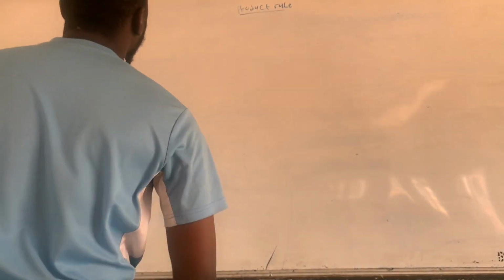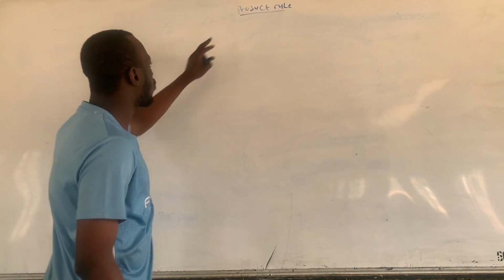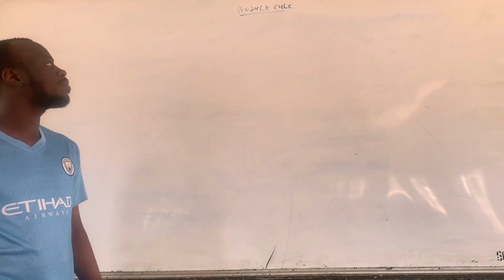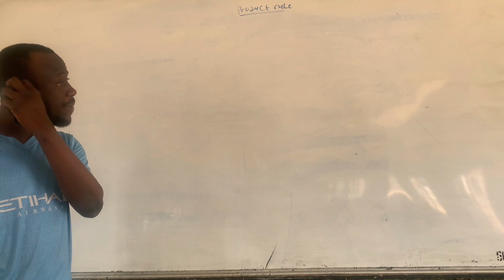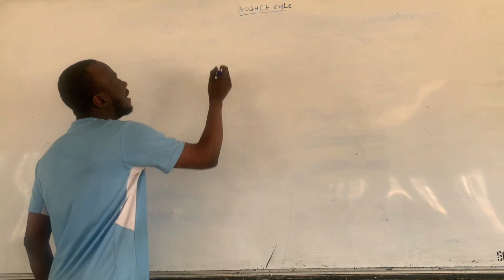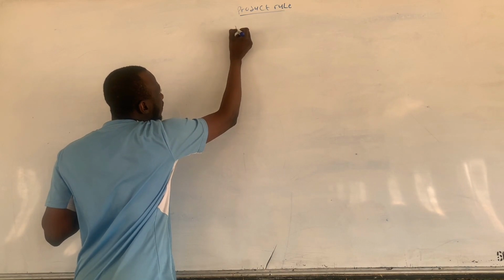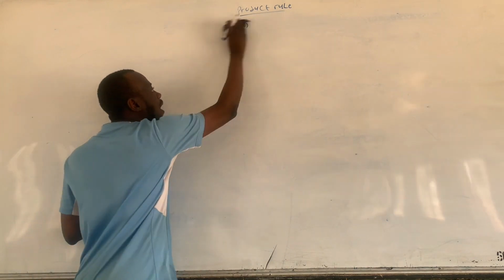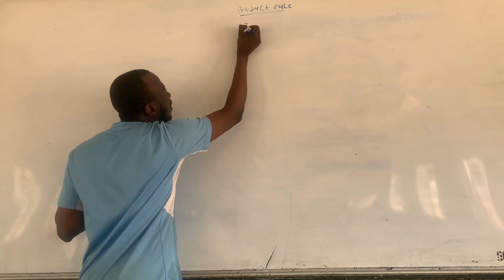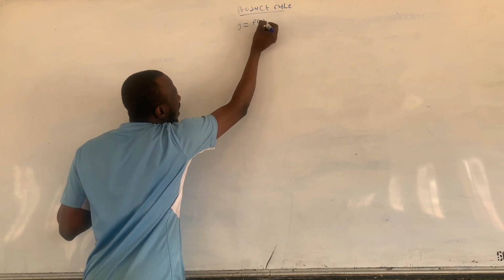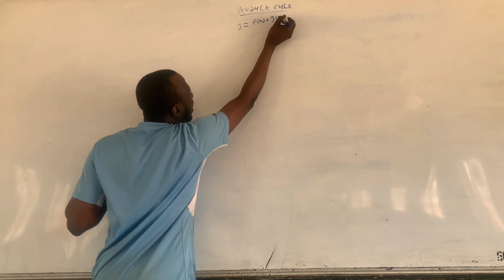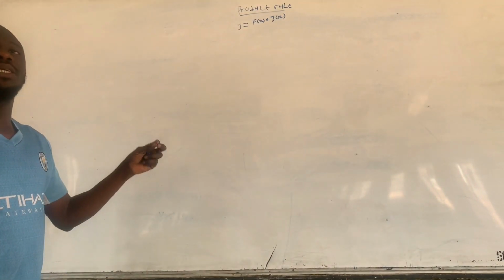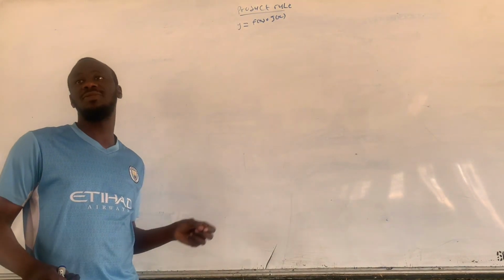So now, the next rule is the product rule. Now, the product rule can be identified when you find something like this. For example, y equals f of x times g of x. Meaning, you will recognize it when a function is multiplied by another function.